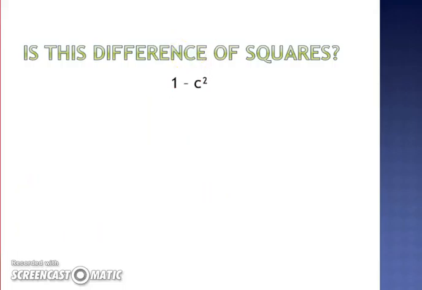And one last example, 1 minus c squared. Now this one, though it's in a different order, we can still look at it. So is 1 a perfect square? Can I multiply something by itself and have it equal 1? Yes. I could multiply 1 times 1. So this first number 1 is a perfect square. I'm showing subtraction, so that works out. And then c squared, I could multiply c times c and have it equal c squared. So this one is yes, this one is showing the difference of squares pattern.